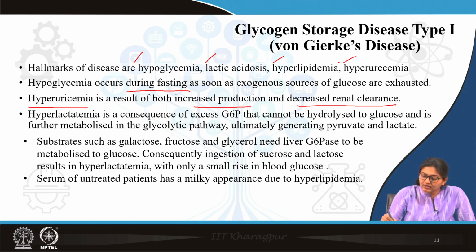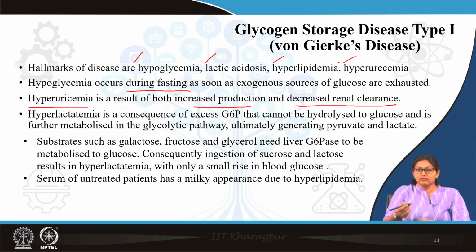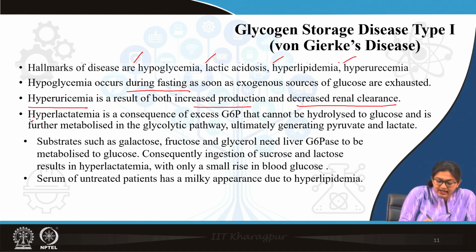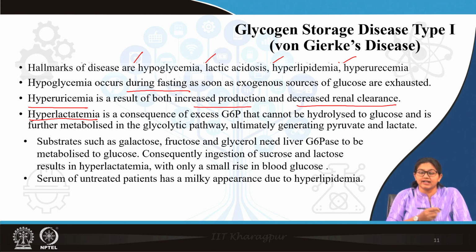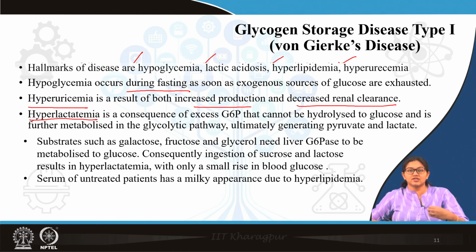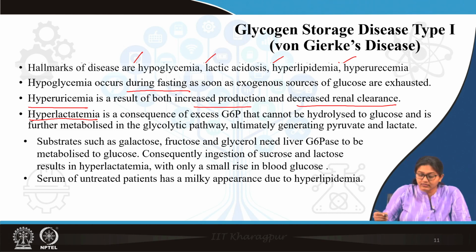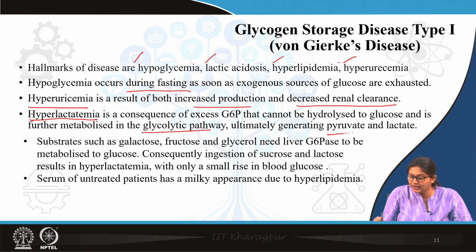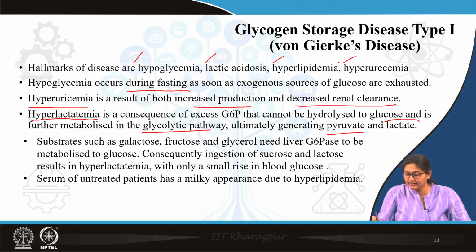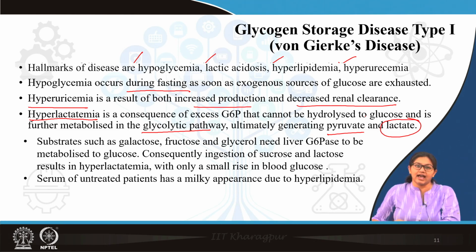Then lactic acidosis, which is due to excess production of lactic acid in the system, that is hyperlactatemia. Why? Once again, it is the consequence of excess glucose 6-phosphate accumulation. Because this glucose 6-phosphate cannot be hydrolyzed to glucose, it is entering in excess into the glycolytic pathway, giving rise to pyruvate, which is finally giving rise to lactate. So, that is causing hyperlactatemia, that is causing lactic acidosis.